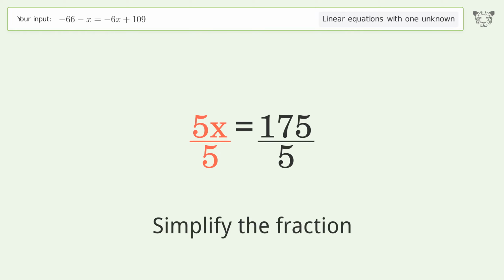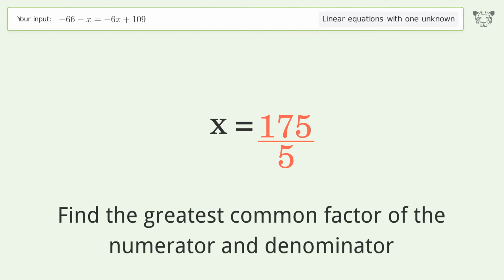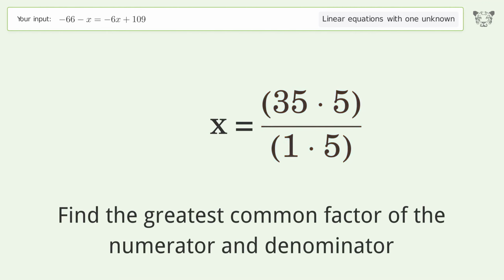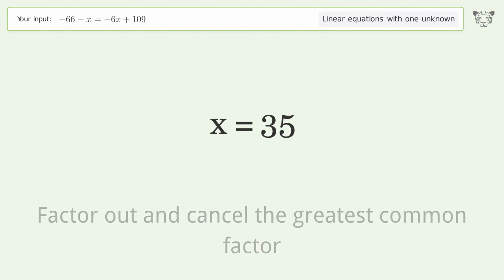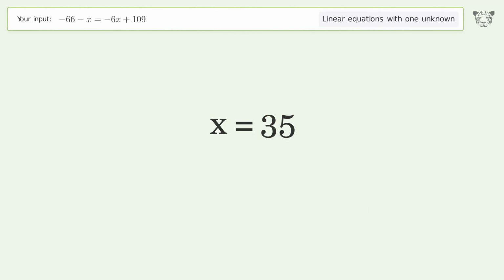Simplify the fraction. Find the greatest common factor of the numerator and denominator. Factor out and cancel the greatest common factor. And so the final result is x equals 35.